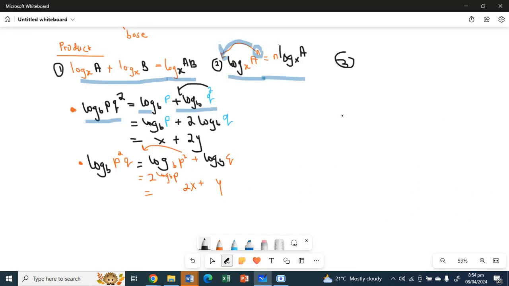Okay. So let me write down the quotient rule. The quotient rule is similar to the product rule. The only difference is this time instead of addition, it's subtraction. So log x a minus log x b equals log x a over b.